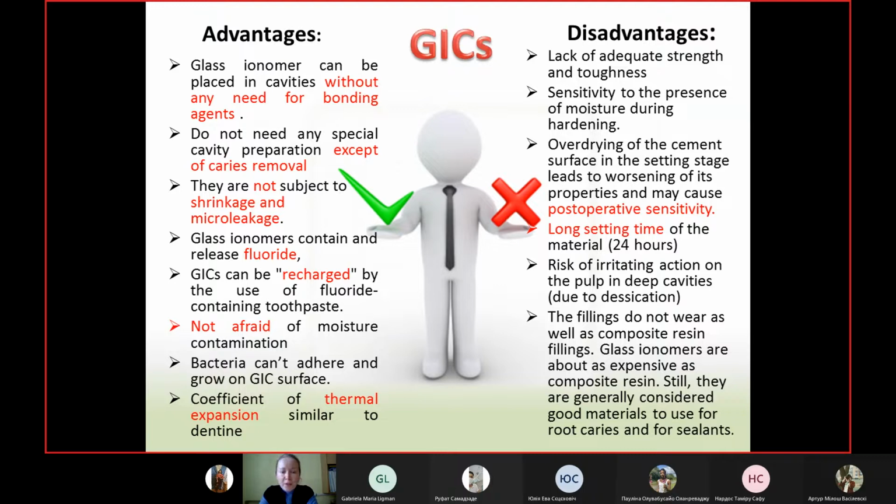A very beneficial property is that bacteria can't adhere and grow on the glass ionomer surface due to fluoride release. And once again, secondary caries is not so typical to occur in teeth that have restorations with glass ionomer cements. The coefficient of thermal expansion is similar to dentine, and this makes them very attractive when it comes to occlusal forces. Disadvantages of glass ionomer cements. They lack adequate strength and toughness. Yes, it's true.